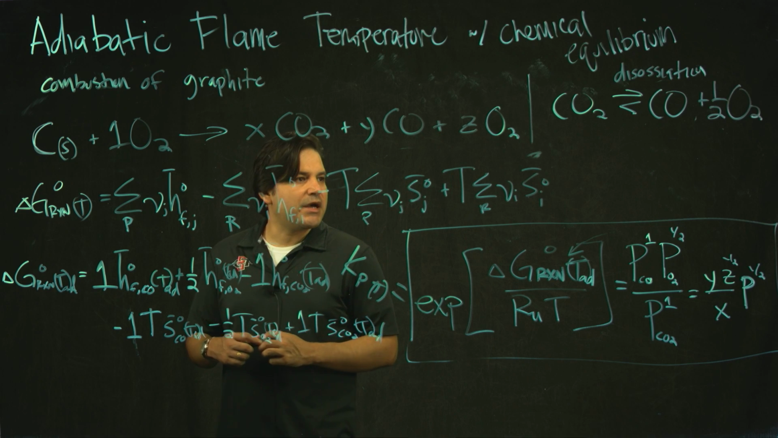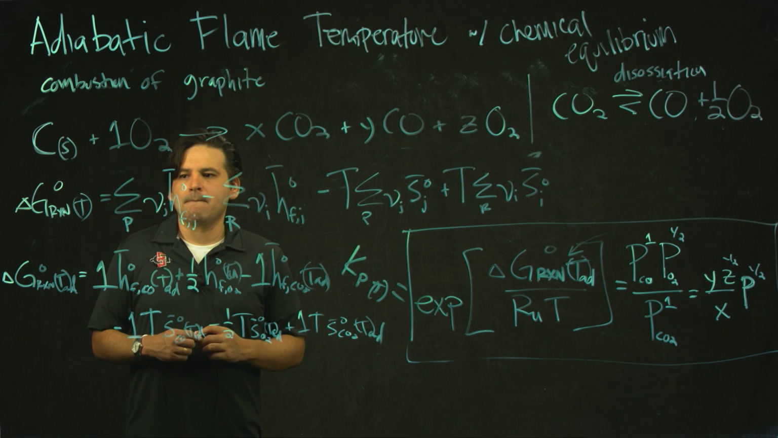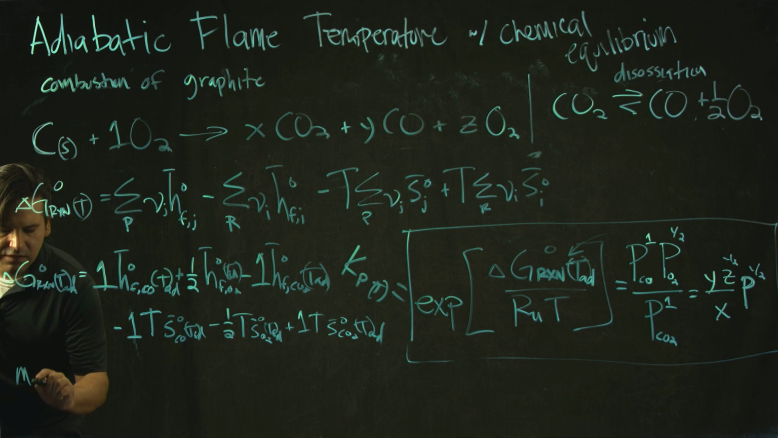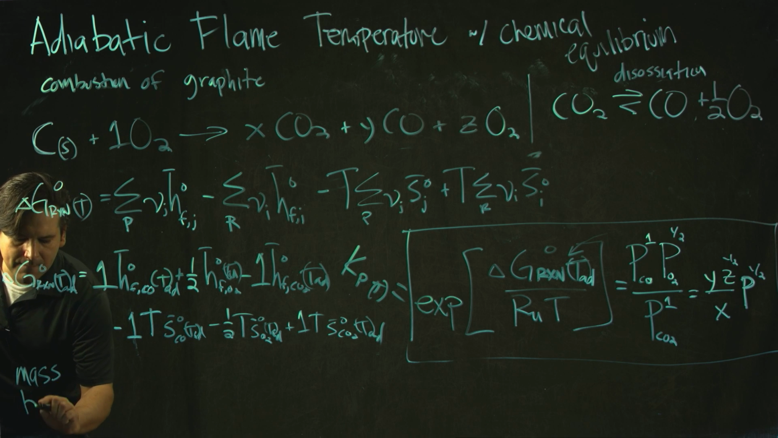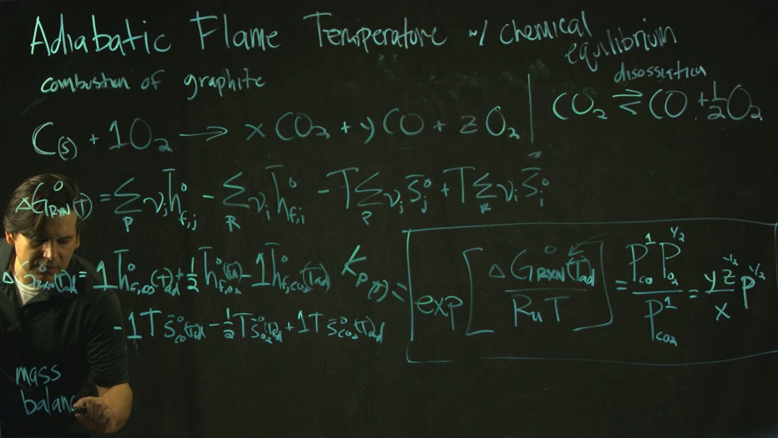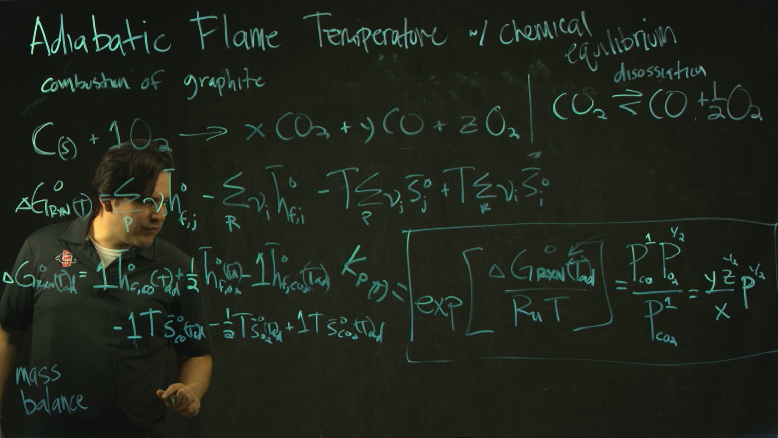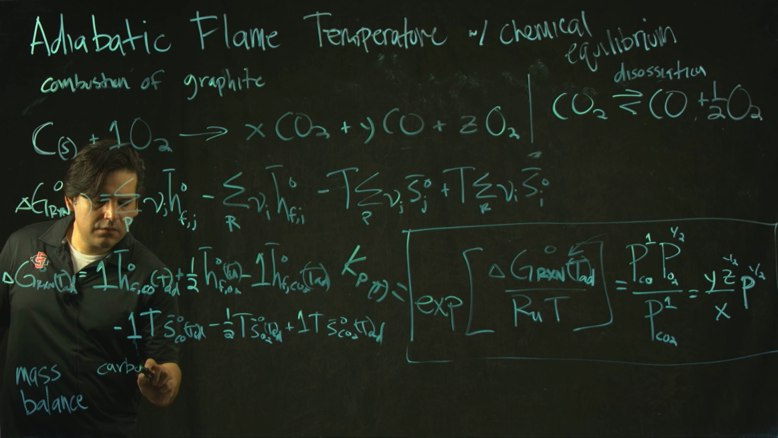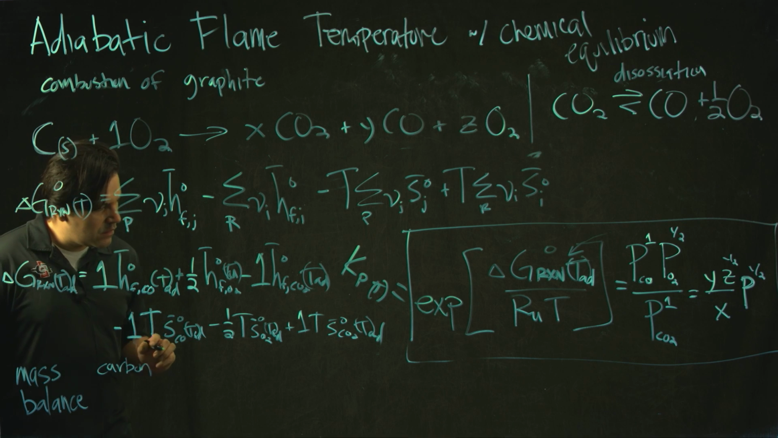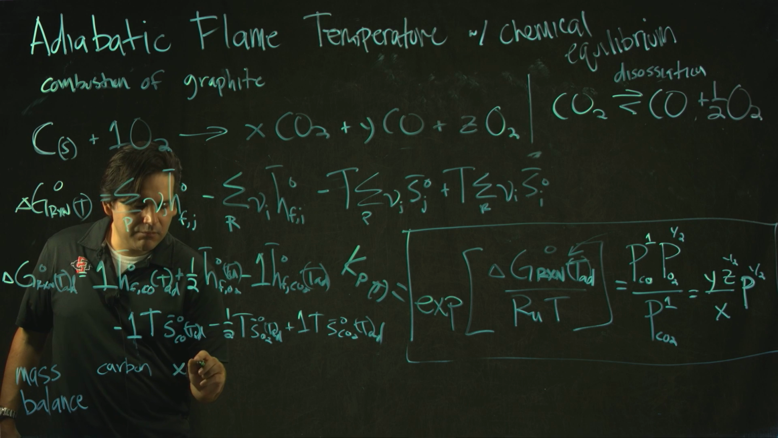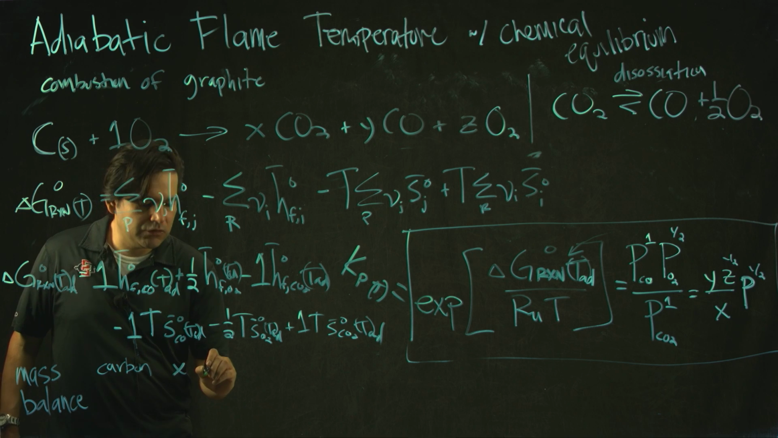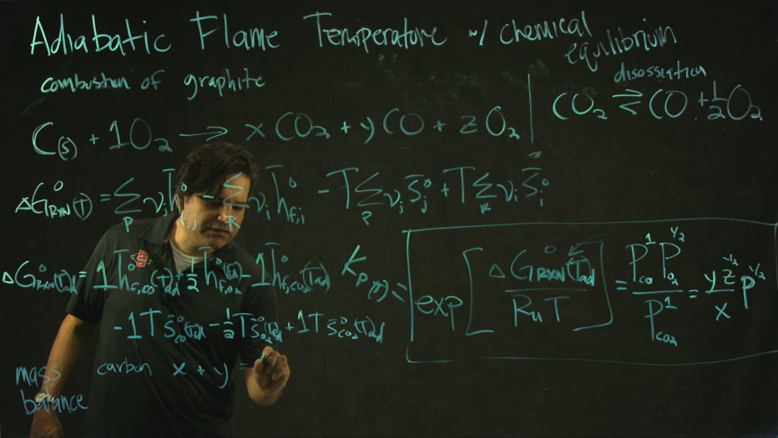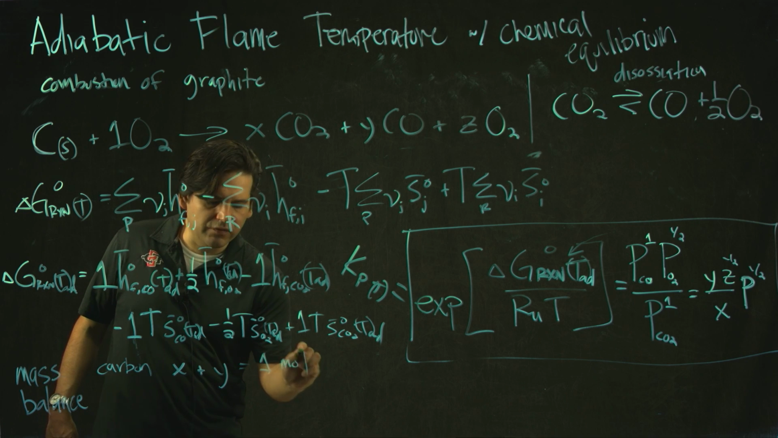Another part is the mass balances. So the mass balances will give us some insight into the variables in terms of the mole fraction. So for carbon, we know that there's X moles due to the CO2 plus Y moles due to the CO. That has to balance out to give you 1 mole that you started off with.